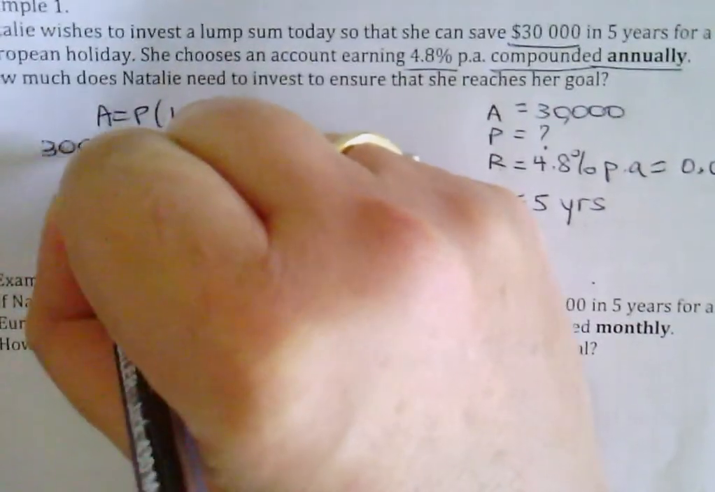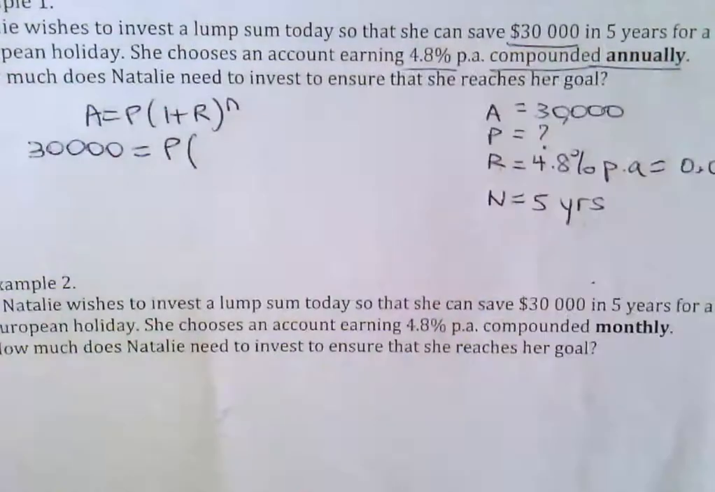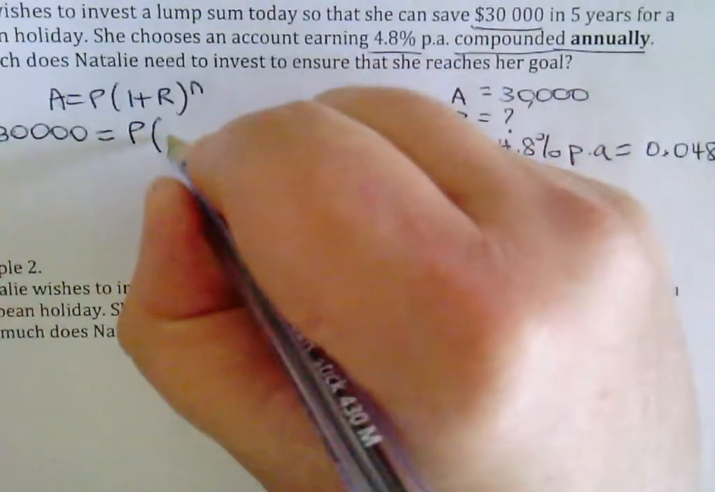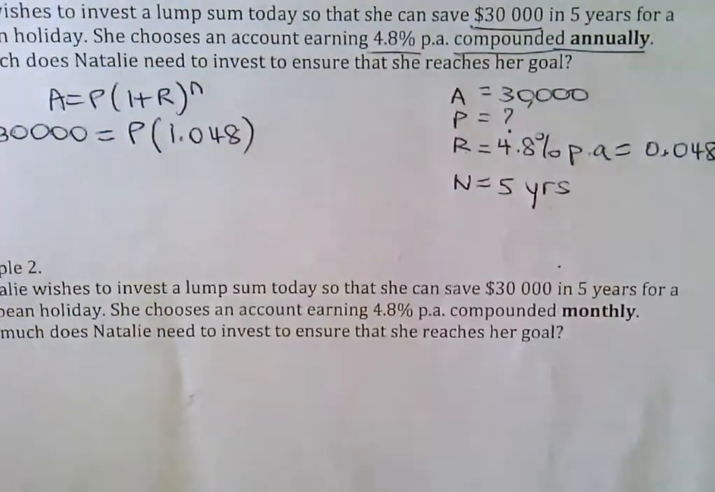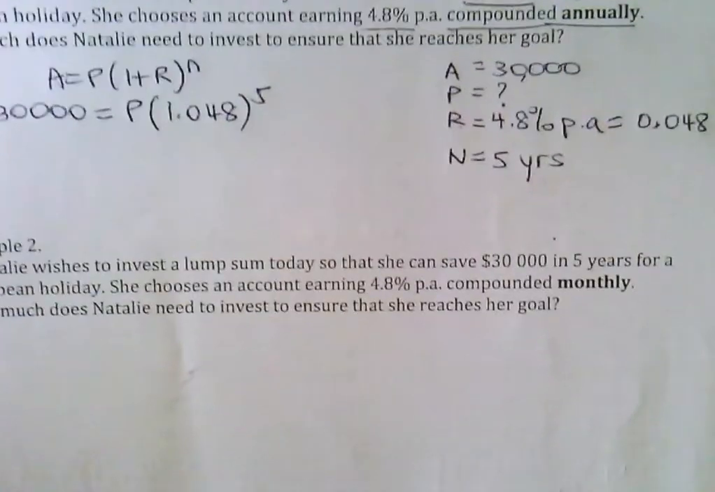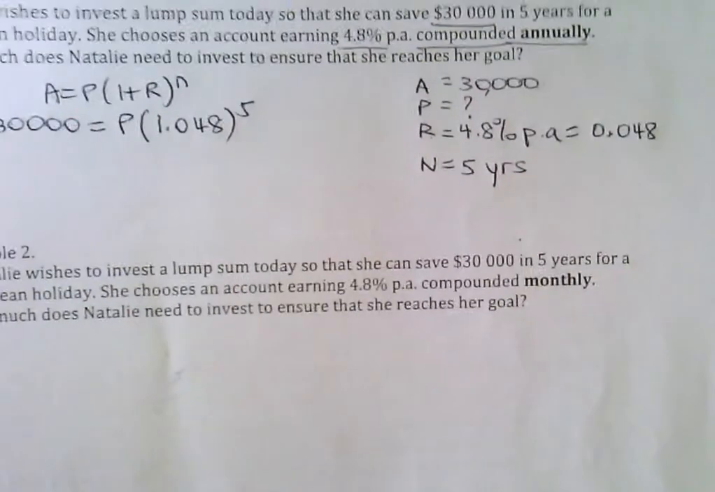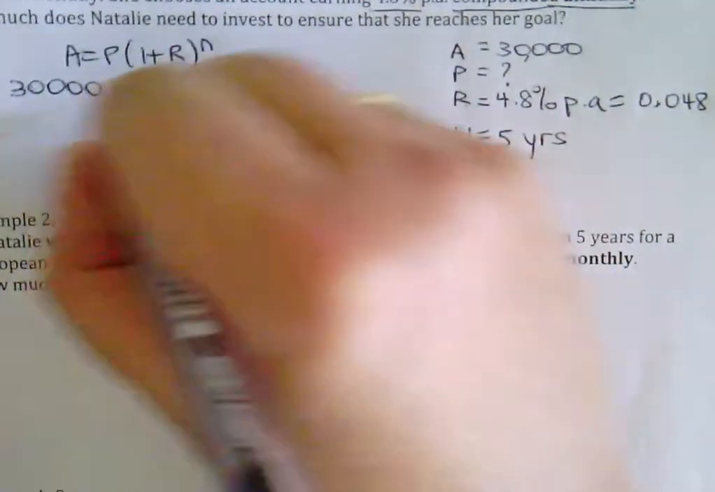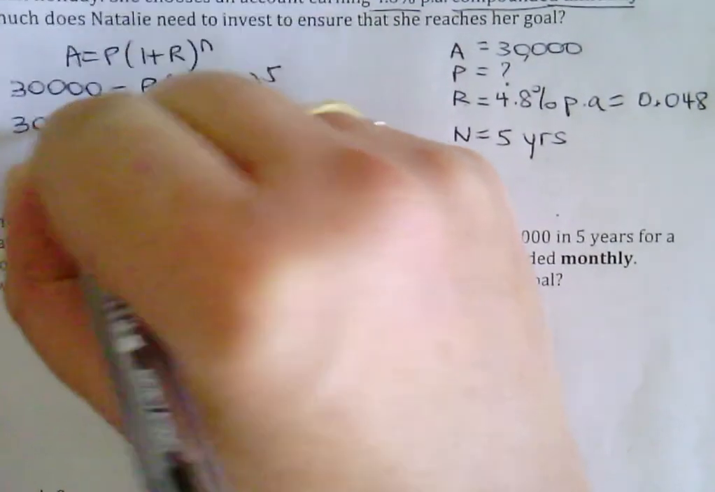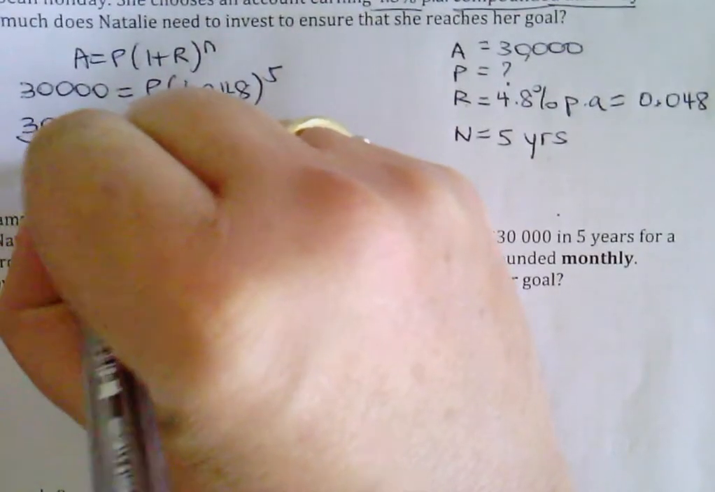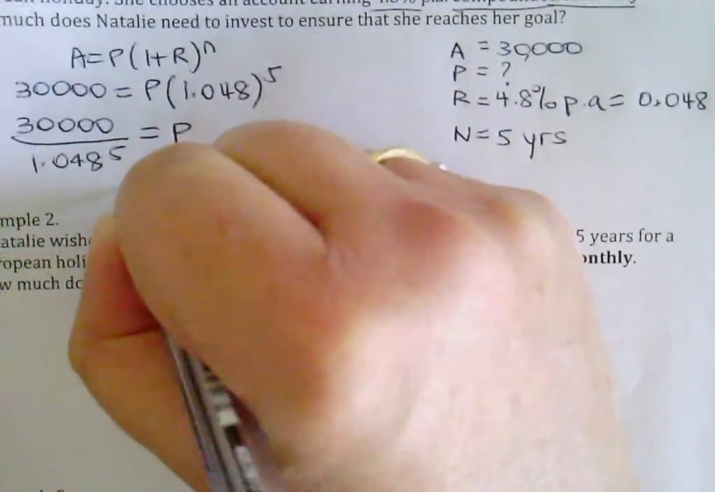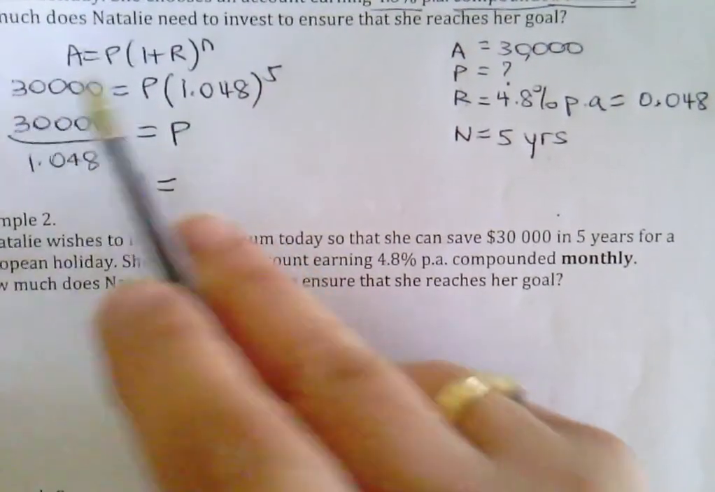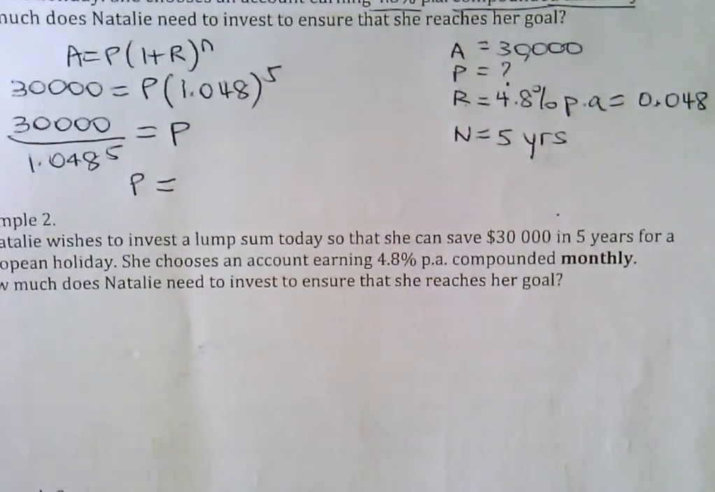A is 30,000. Principal is P. 1 plus R. Can we just add those together? What's 1 plus 0.048? 1.048 to the power of 5. Now, I would not work out what that 1.048 to the 5 is, because otherwise you're going to get a decimal answer and then you've got to carry figures. Can't we just go 30,000 divided by 1.048 to the power of 5 is P? Because P times all of that gives $30,000. So P is $30,000 divided by that. And what do you get?